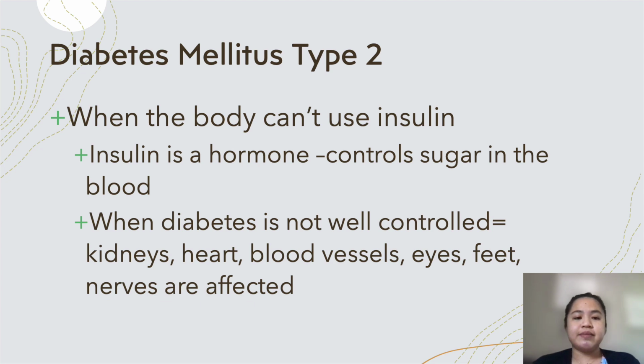So the patient is diabetic. They have type 2. Type 2 is characterized by when the body can't use insulin. Insulin is a hormone produced by beta cells in the pancreas. The role it plays is to control sugar in the blood. So when there's high blood sugar and the diabetes is not well controlled, the kidneys, the heart, the blood vessels, eyes, feet, and nerves are affected, which is the case for this patient.